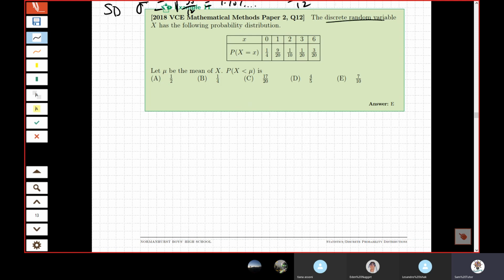The discrete random variable has the following probability distribution. 0 occurs a quarter of the time, 1 occurs 9 out of 20. All right, let mu be the mean of x. Find the probability that x is less than mu. Okay, what's the first thing you have to find? Step 1. Find what? Mu. Step 2, then find the probability that x is less than that mu. So you first have to find mu.